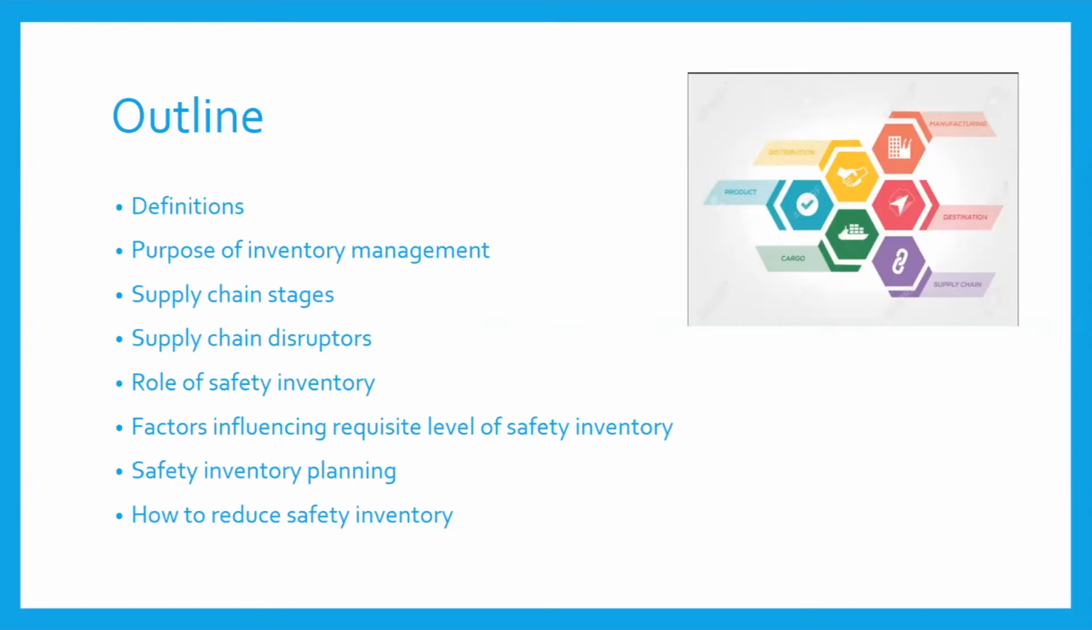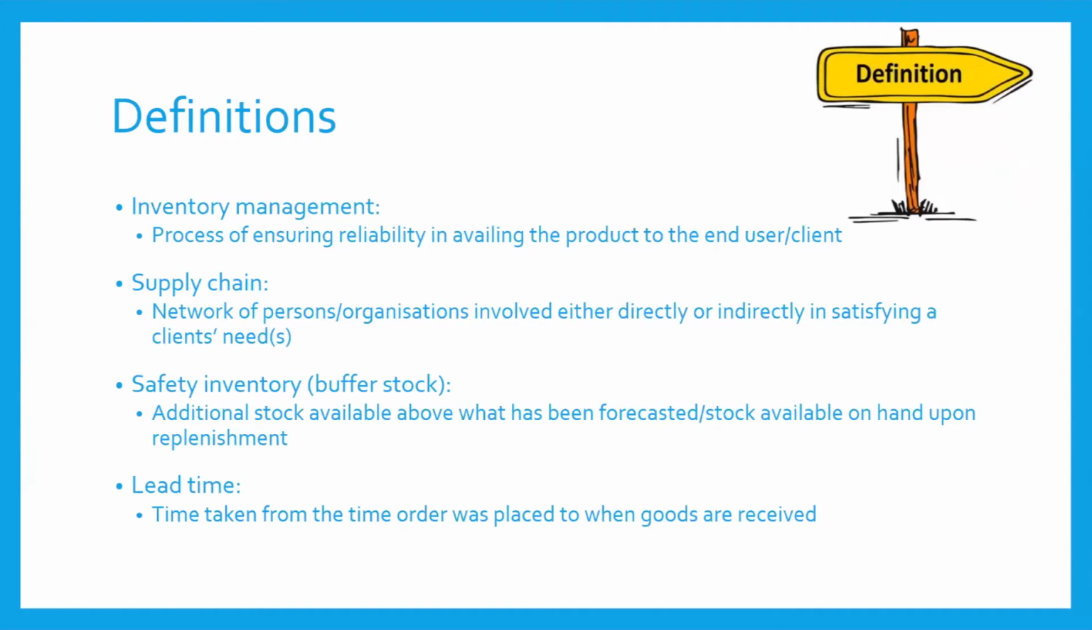And then of course, once the disruptors have been sorted out, how you can reduce your safety inventory. So I'd like us to take a different approach in terms of how we look at inventory management and not just look at it in terms of stock. Let's look at it in terms of availing the product to the end user or to the client. If we have this perspective, then it will assist us in understanding more the impact of the supply chain disruptors and how you can handle supply chain disruptors.